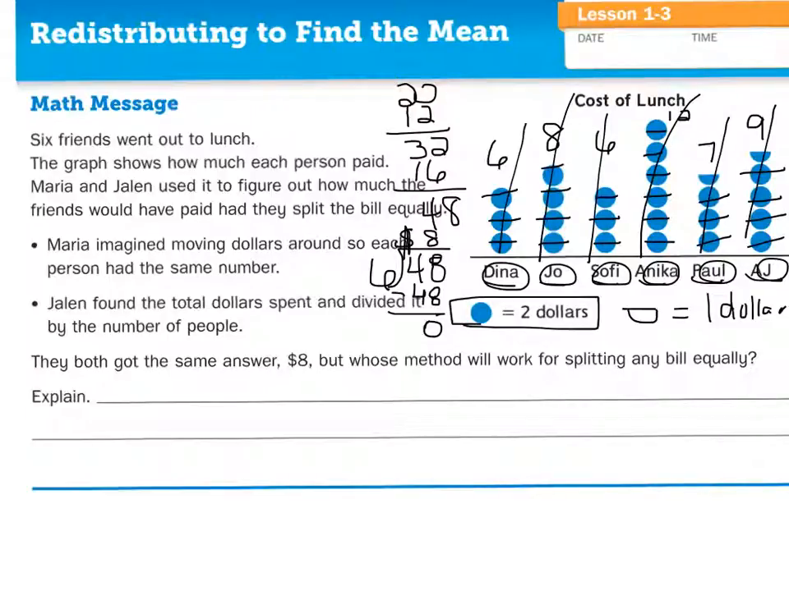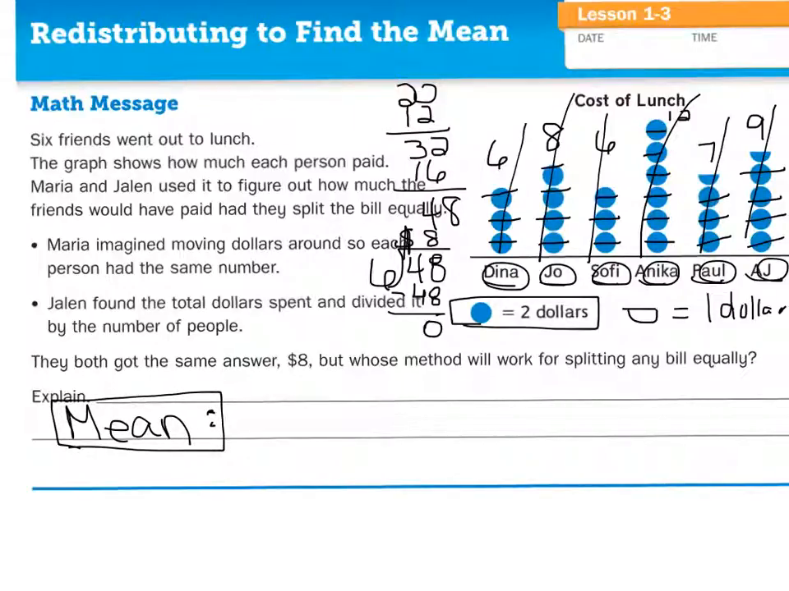Okay? Again, both methods work of splitting that up. Just Jalen's is a little bit more mathematically explainable than how Maria used to shift and move things around. So again, they're both $8, but to find the mean, and you might want to write this in your journal because we're going to be working a lot with that definition in this lesson.